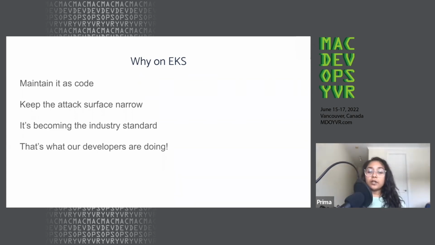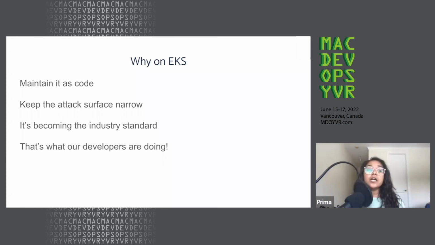The next one, and a very important one as well, was to keep the attack surface narrow. And by that, I mean, if we are hosting a solution like that on an EC2 instance, for example, then we are now responsible for maintaining the underlying host. We are now responsible for patching it. We are now responsible for any vulnerabilities that might come its way, and we have to be on our toes at all times.